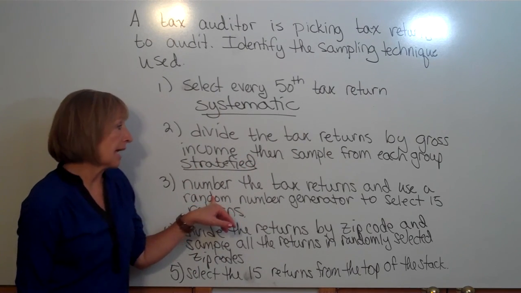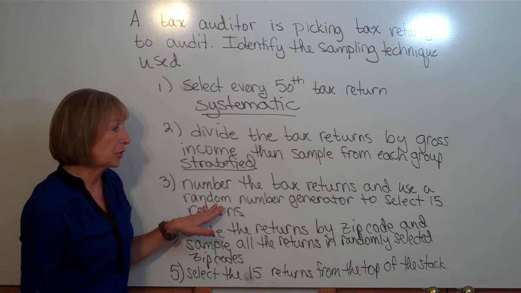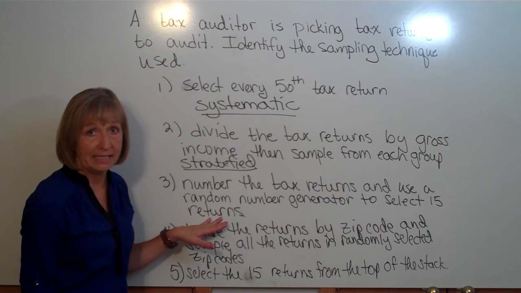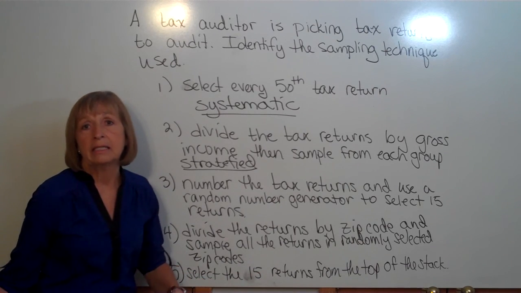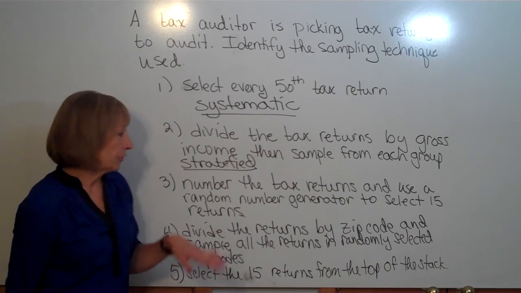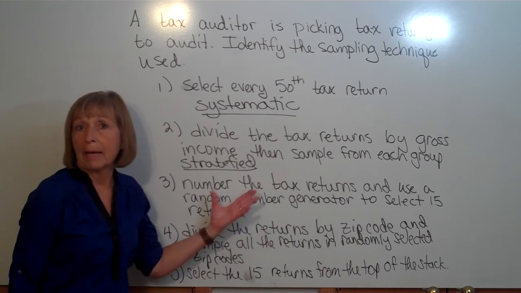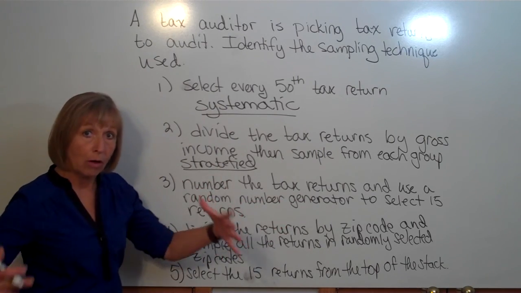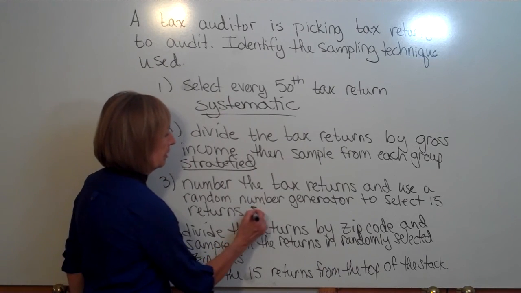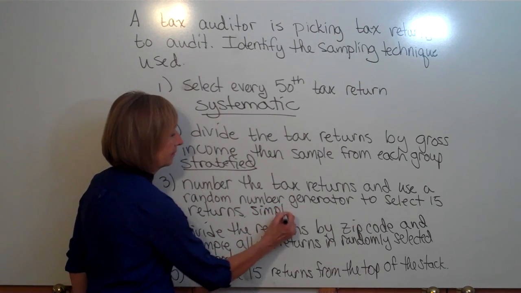Next, number the tax returns and use a random number generator to select 15 returns. So here you've not subdivided them into any subgroups or anything like that, and you're using a random number generator, or it might even just say randomly select 15 returns out of the overall group. That is your simple random sampling.